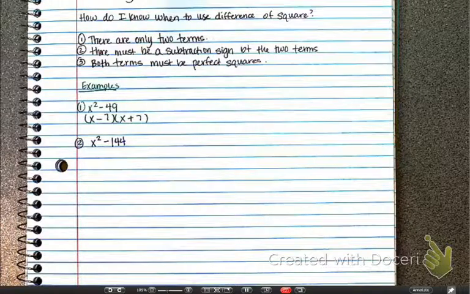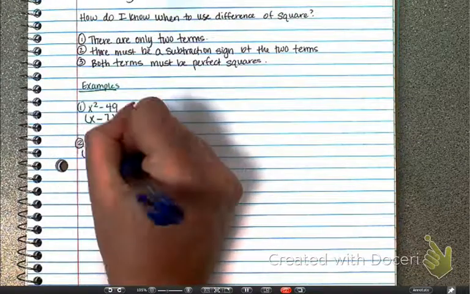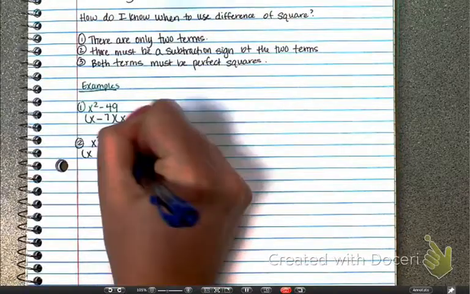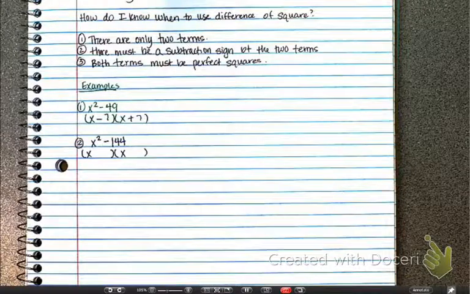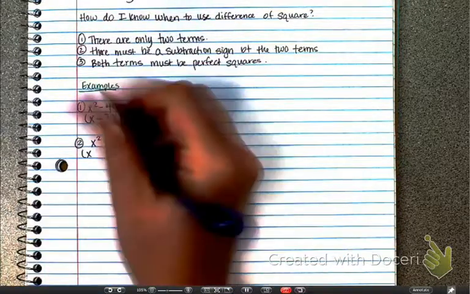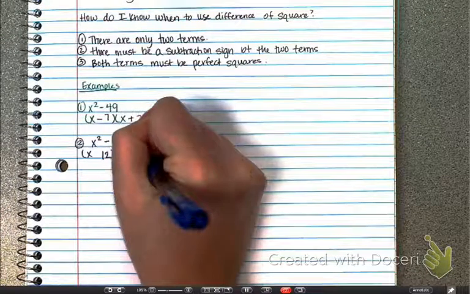So are there only two terms? Yes. Is there a subtraction sign between them? Yes. Are both of them perfect squares? Yes. Okay, what's the square root of x squared? X, so x goes up front. What's the square root of 144? 12. One's plus, one's minus.